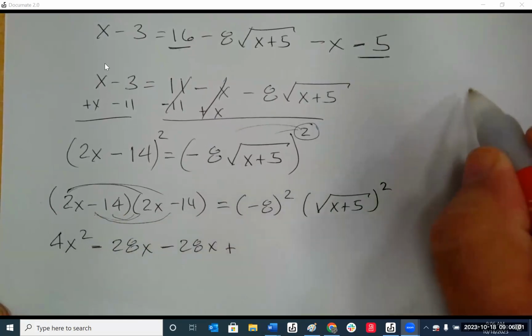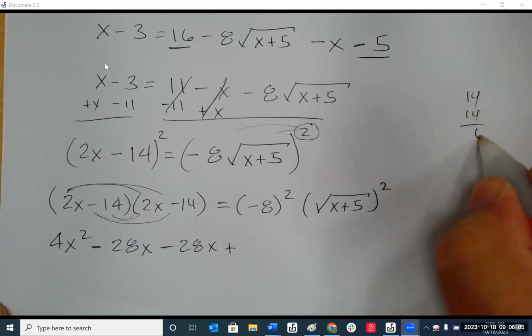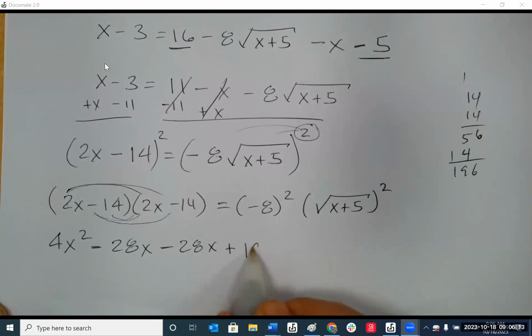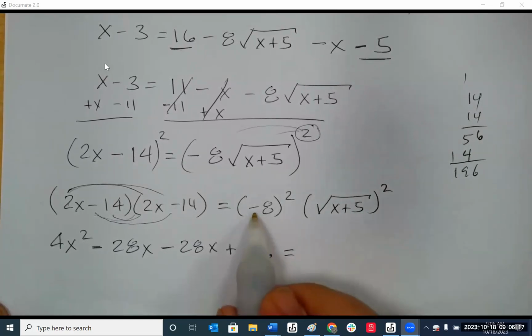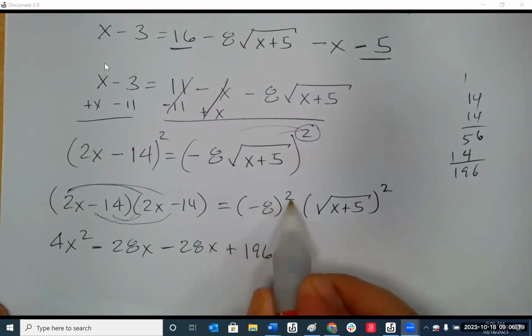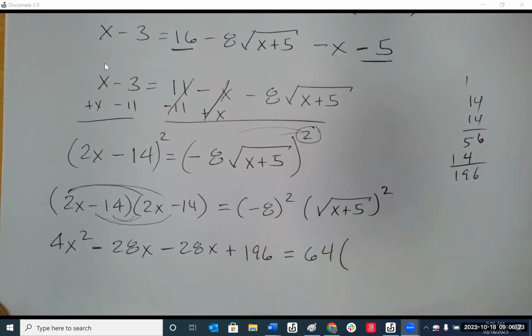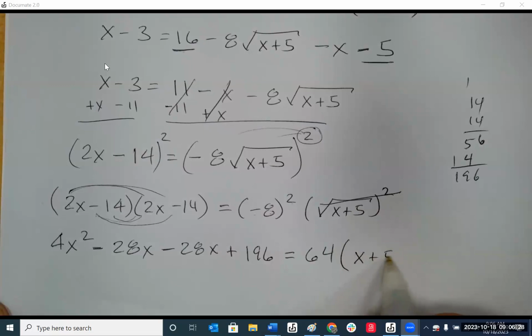14 times 14 is what? 196. Negative 8 times negative 8 is positive 64. And the square and the square root cancel, so we have x plus 5.